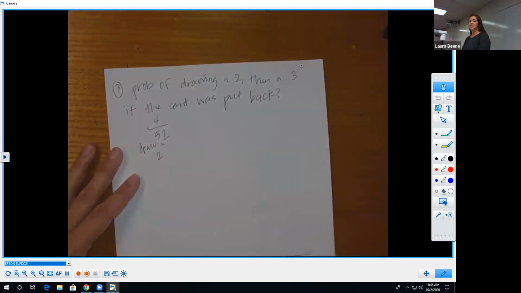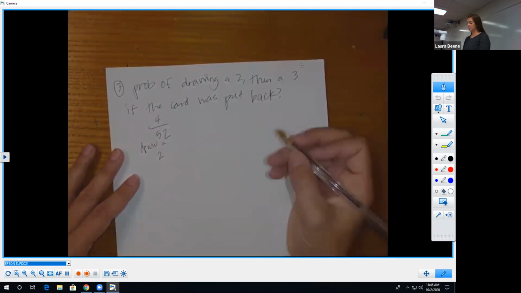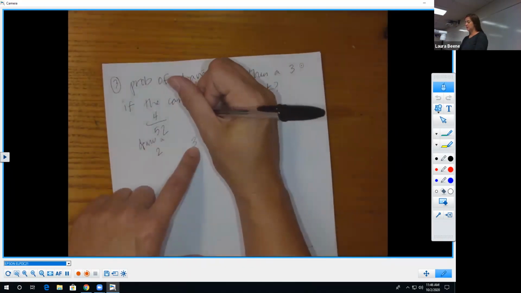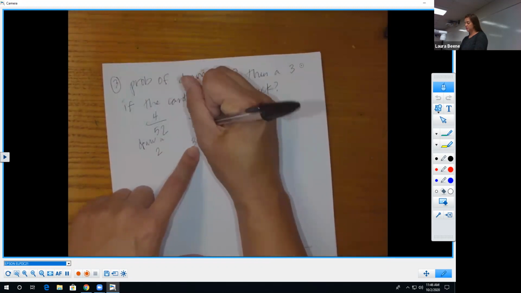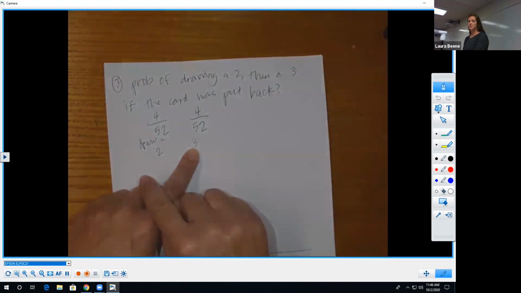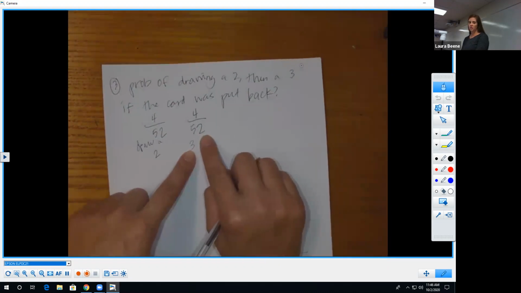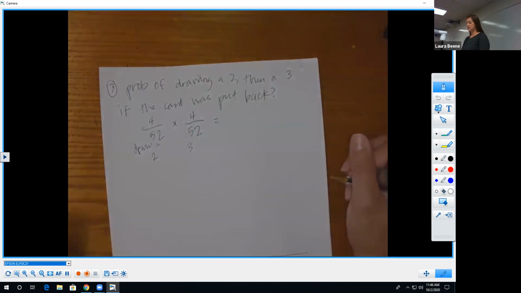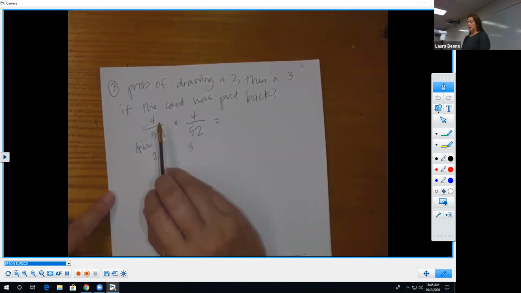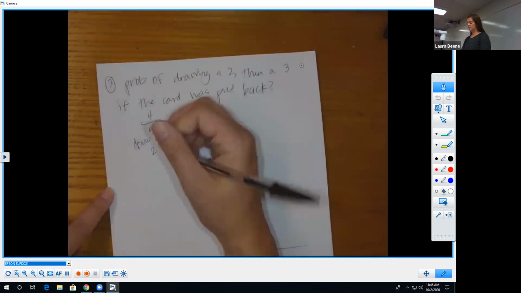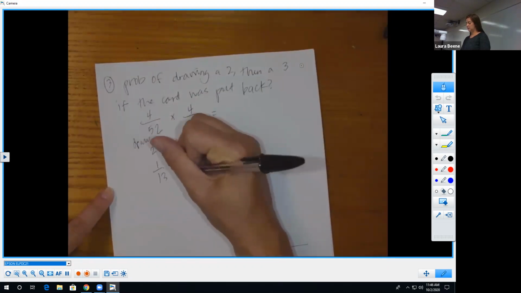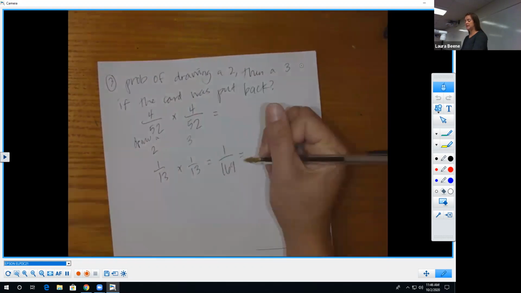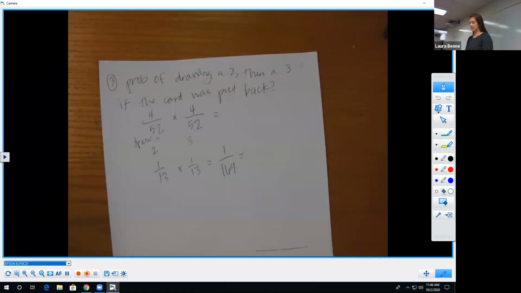Okay, I'm going to put that 2 back and I'm going to draw again this time. So what's the probability of drawing a 3? There are 4 3s. There are still 52 cards because I put that 2 back. If I didn't put the 2 back, there would only be 51 cards to draw from here. Okay, so to find the probability of this, I'm going to multiply these together. Again, we can reduce this. 4 out of 52 reduces to 1 over 13. 1 over 13, and when I multiply this, I get 1 over 169, which is a decimal.